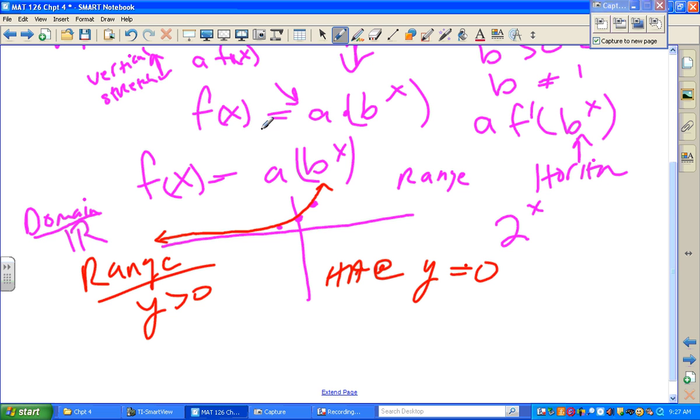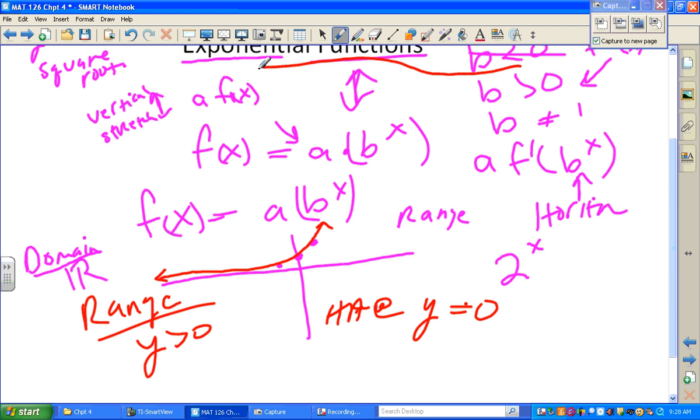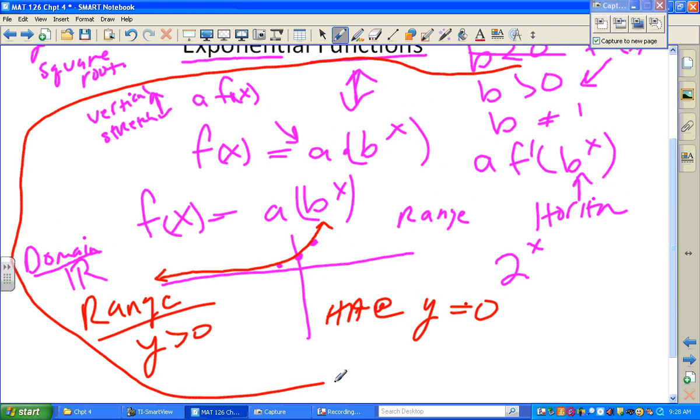So, anyway, this is the long and the short of exponential functions. Everything you need to know is pretty much right in here. Except how to type it out. We'll go over that in a minute.